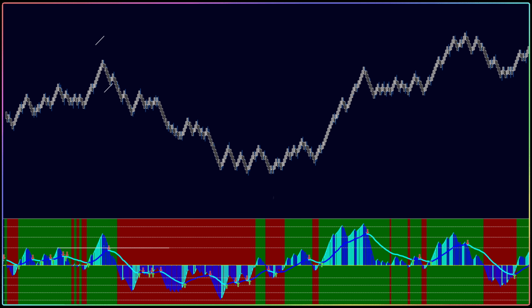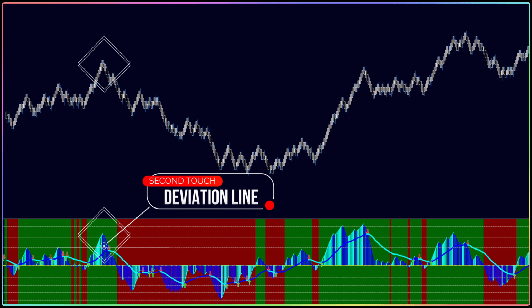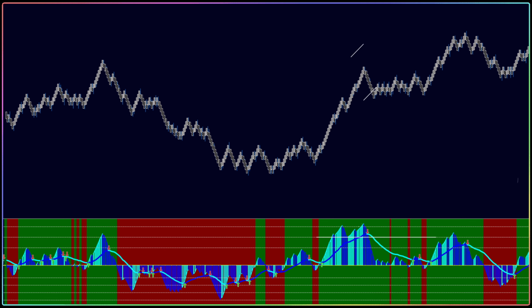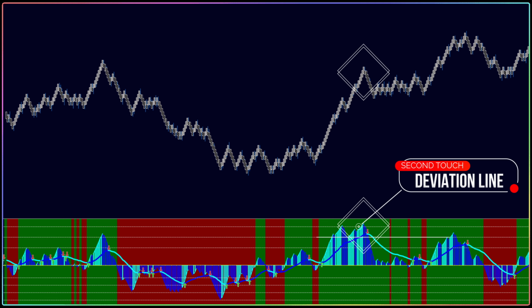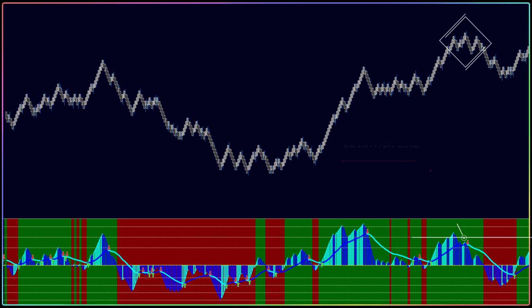AlgoBox Masher strategy, designed to help traders identify high-probability reversal zones using the MACD chart. The Masher strategy is a filtering tool that works on the MACD chart. It helps identify potential reversals by marking key deviation lines, levels where price previously made a significant turn.